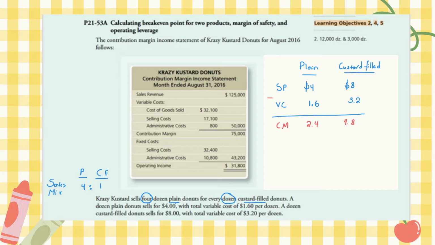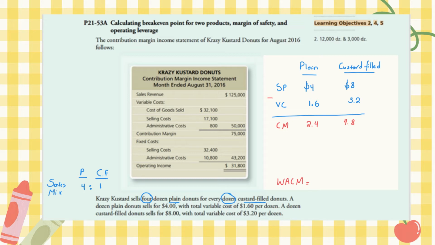Okay, so let's read the requirements. Requirement number 1, he is asking for the weighted average contribution margin. So now we calculated the contribution margin per dozen for each product. How can I find the weighted average? You will tell me to add these up, then divide by 2 because we have 2 products.